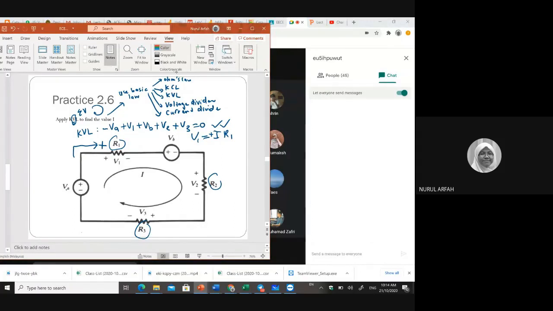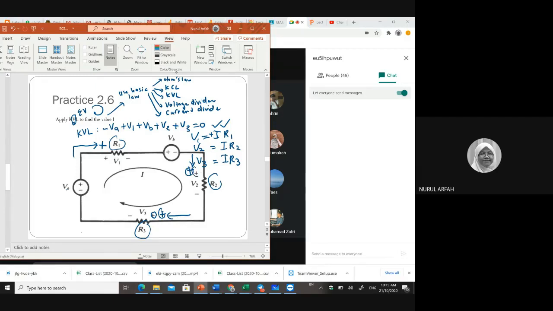Okay, what about R2? V2 equal to I R2. Yes, good. R3? V3 equal to I R3. Yes. All these are positive or negative? Positive. Yes, all positive, because passive sign convention says that entering current should have a plus sign. So since this is a plus, this also plus, then you follow the plus.